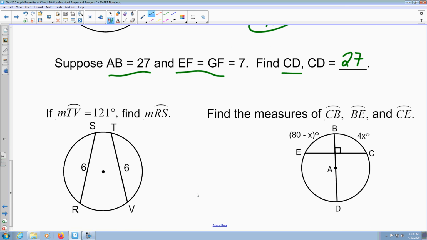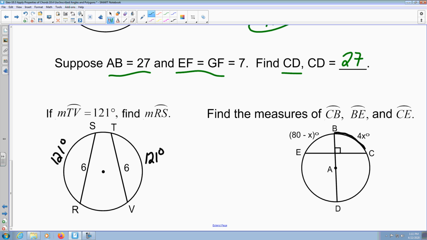All right, so if we look here, it says if arc TV was 121 degrees, I'm just going to write it in there. It says find arc RS. So we found out that there are two congruent line segments, and since they're both minor arcs, it is also going to be 121 degrees.